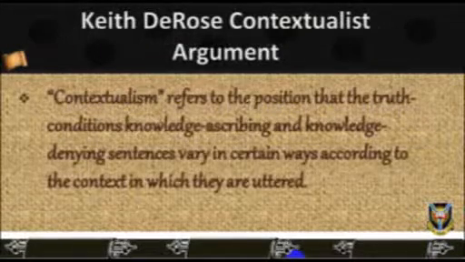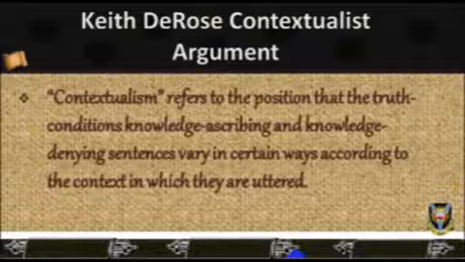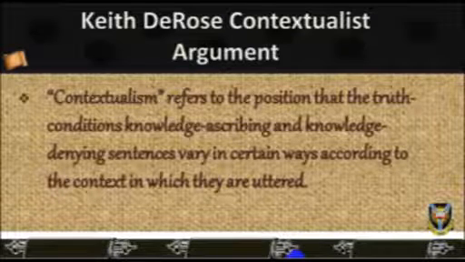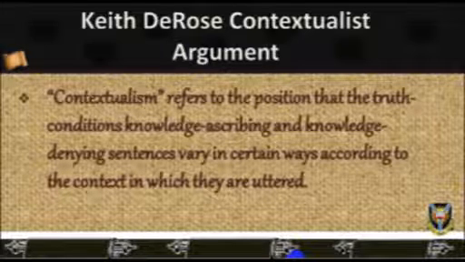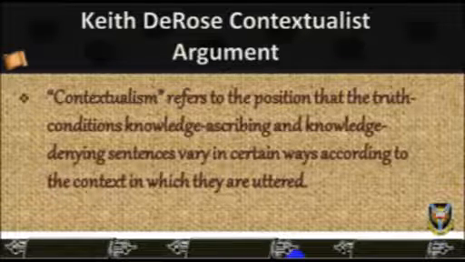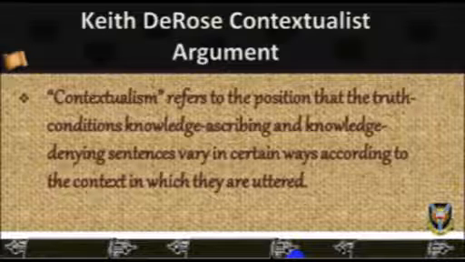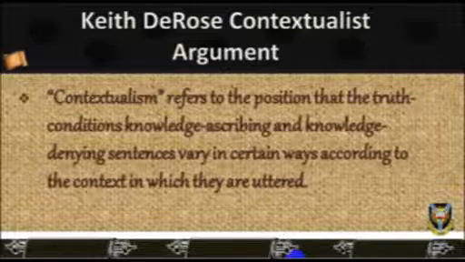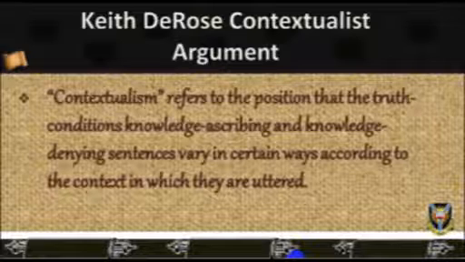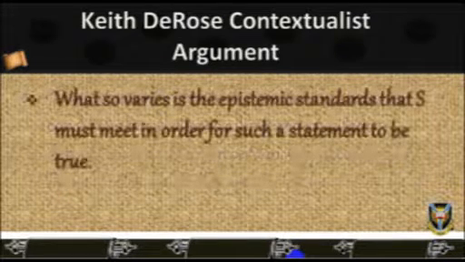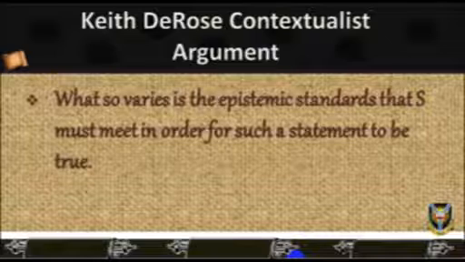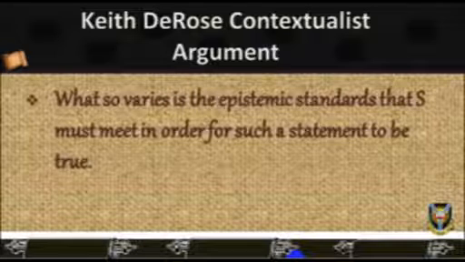Keith DeRose's contextualist argument. Contextualism refers to the position that the truth conditions of knowledge-ascribing and knowledge-denying sentences, that is, sentences of the form S knows that P and S doesn't know that P, and related variants of such sentences, vary in certain ways according to the context in which they are uttered. What so varies is the epistemic standard that S must meet, or, in the case of a denial of knowledge, fail to meet, in order for such a statement to be true.